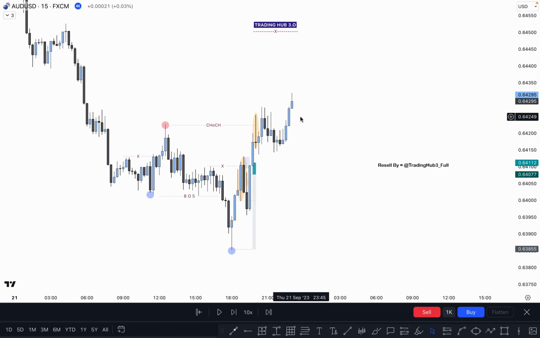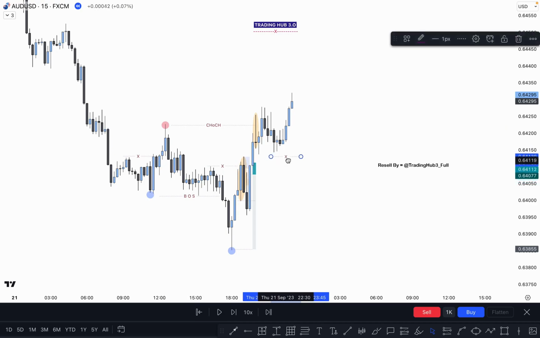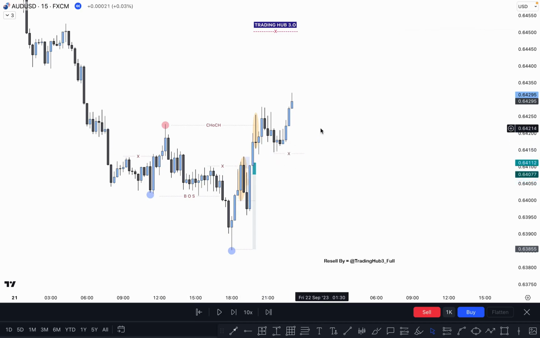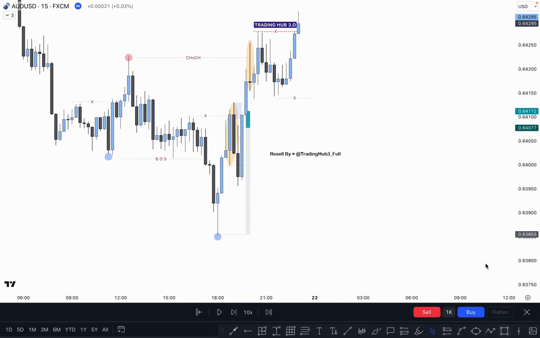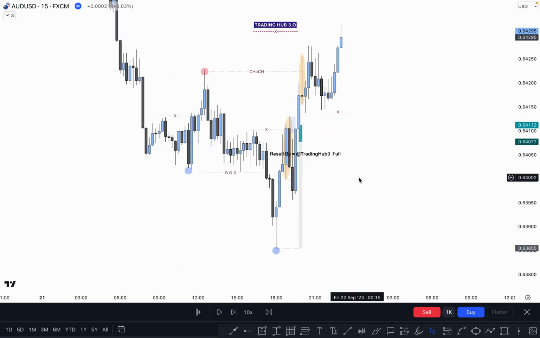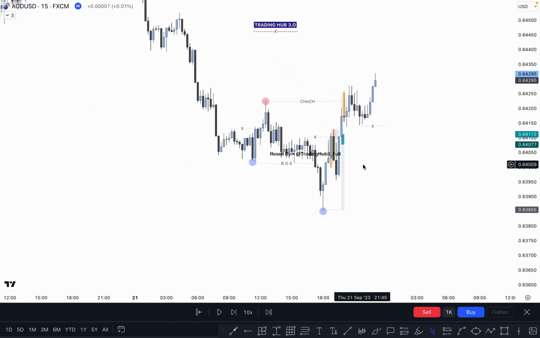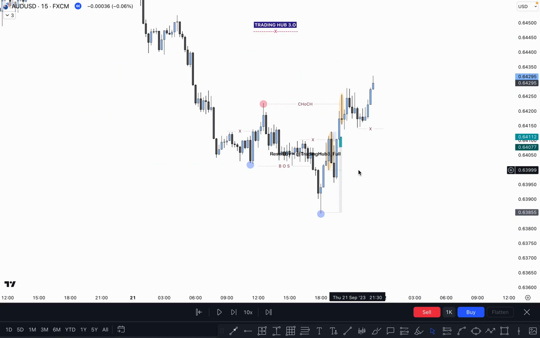Okay, so first of all you have to mark your inducement. So where is our inducement in this case? This point, right? Because this one is our first pullback, but in this leg you can see how many unmitigated order blocks are here, right? Look at this one. If you are marking order flow, the first thing is our order flow. Remember, after a break of structure, after a CHoCH, you have to mark your order flow, not order block. Order block is just the refined version of the order flow.